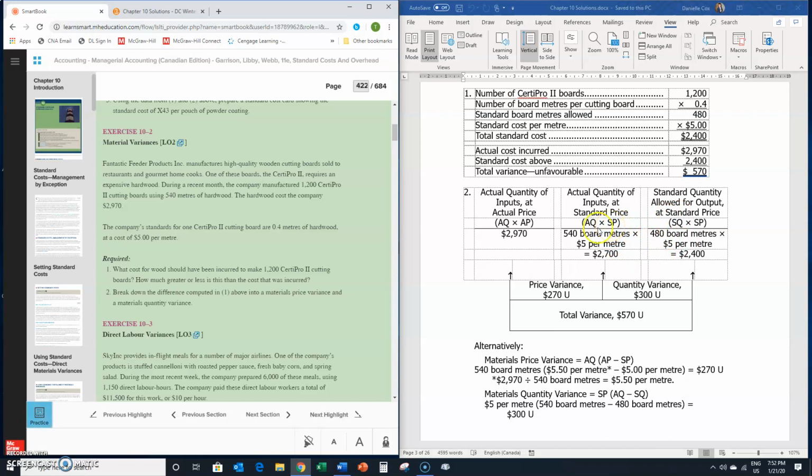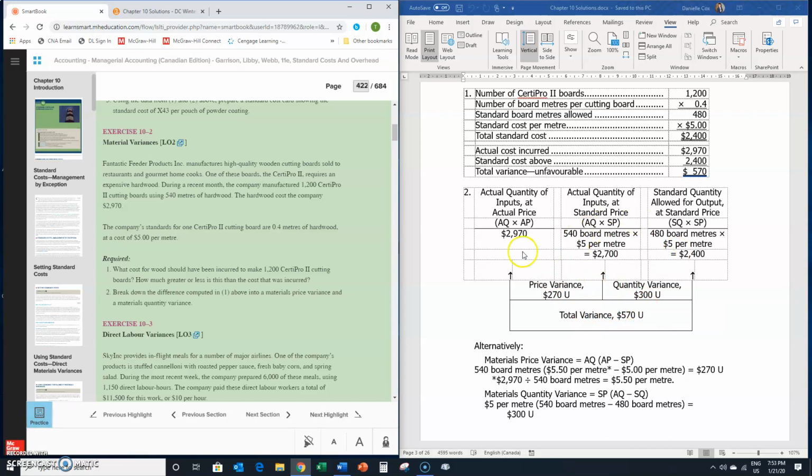Here, our actual quantity amounted to the 2,700. Here, using standard quantity, we had 2,400. So therefore, the amount using actual quantity was higher. So again, because our actual was higher than the standard, it's unfavorable. So our price variance was $270 unfavorable. Our quantity variance was $300 unfavorable. Add them together, $570 unfavorable.